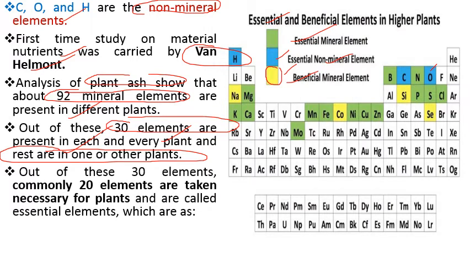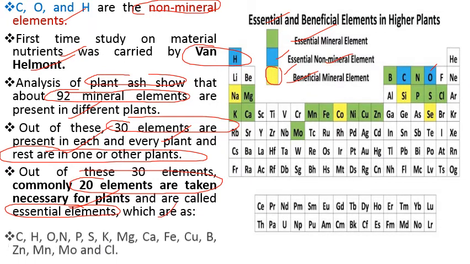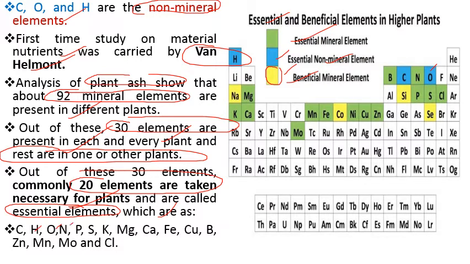Out of these 30 elements, commonly 20 elements are taken as necessary for plants and are called essential elements. So these 20 elements play a very important role in plants, and are considered essential elements, which are as follows: carbon, hydrogen, oxygen, nitrogen, phosphorus, sulfur, potassium, magnesium, calcium, iron, copper, boron, zinc, manganese, molybdenum and chlorine. These elements play an important role in the proper functioning of the plant. So that's why these are known as essential elements.